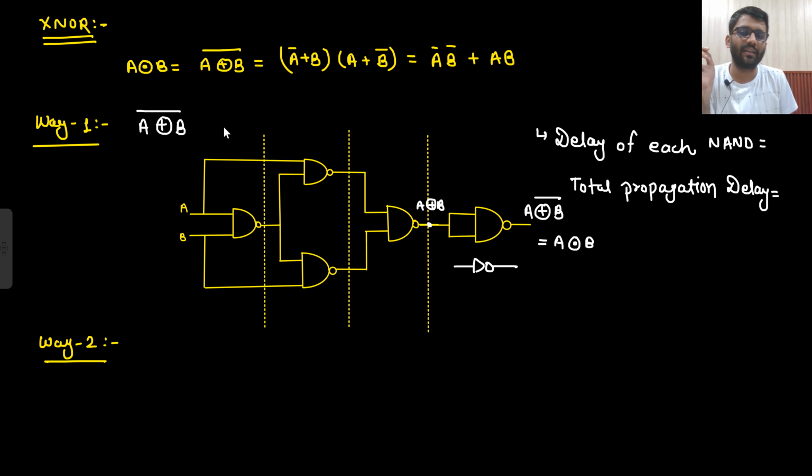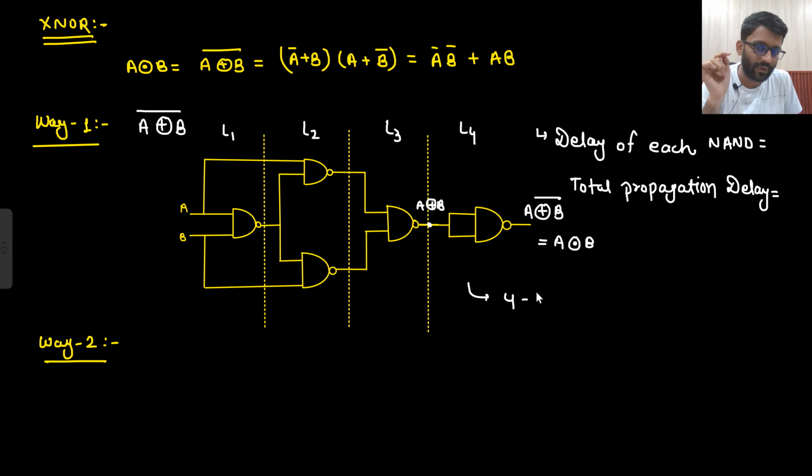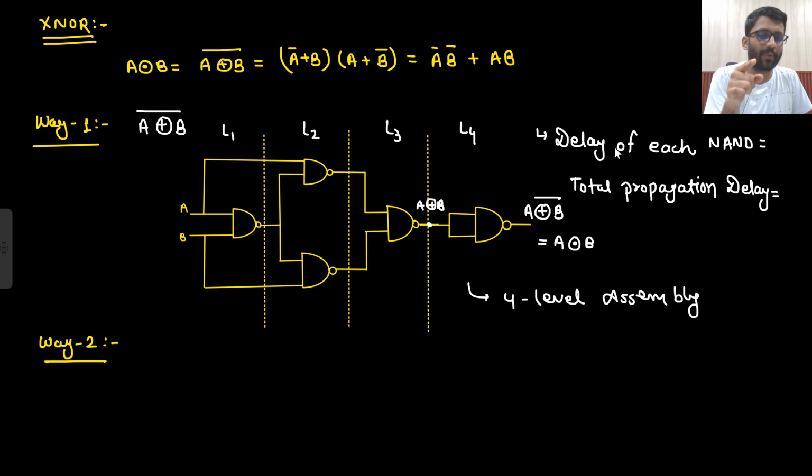Or you can say A dot B. How many levels are there? Level 1, level 2, level 3 and level 4. So this is a 4-level assembly. This inverter I will remove. This is a 4-level assembly. If the propagation delay of each NAND gate is TPD, then what will be the total propagation delay? That would be 4 TPD.